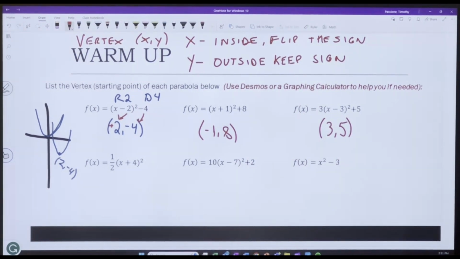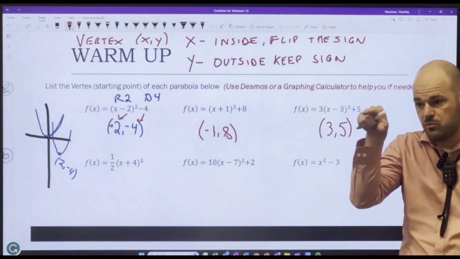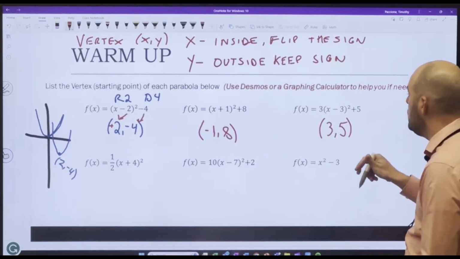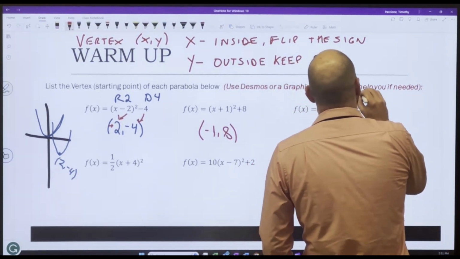Exactly. So a lot of people are wondering what do I do with the stretch? We've done a lot of parent functions. Has the stretch ever changed the vertex? No. The only thing that changed the vertex is the right, left, up, and down. So the stretch, this factor, does not affect the vertex.